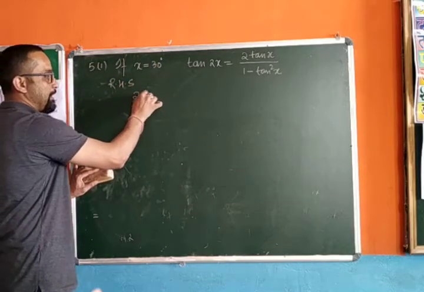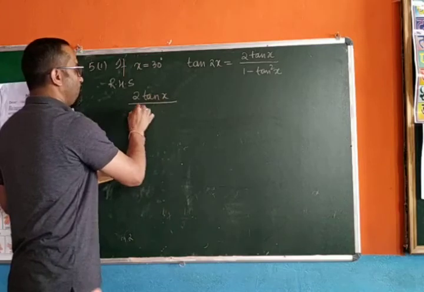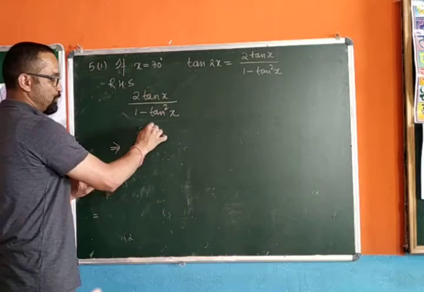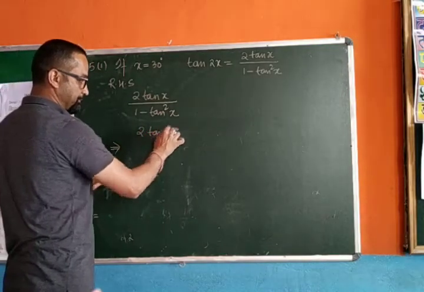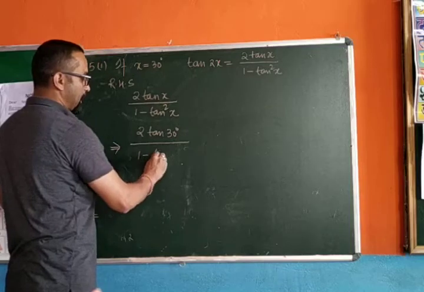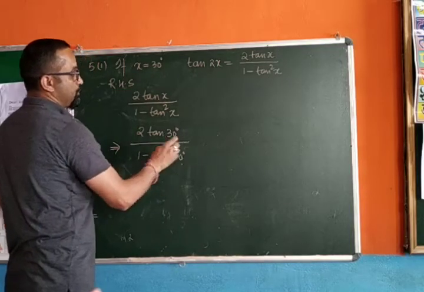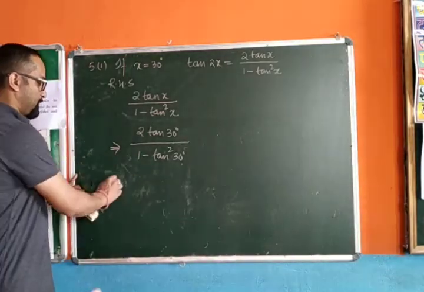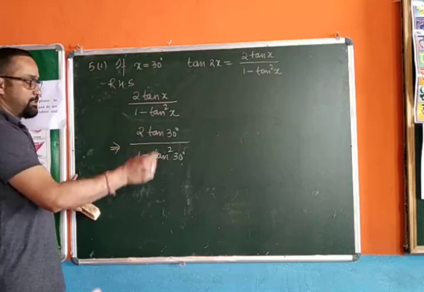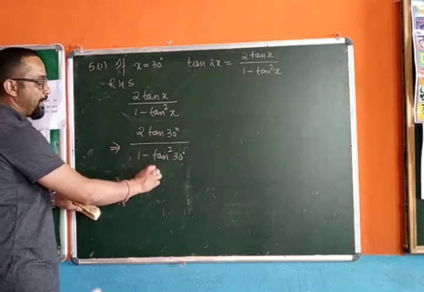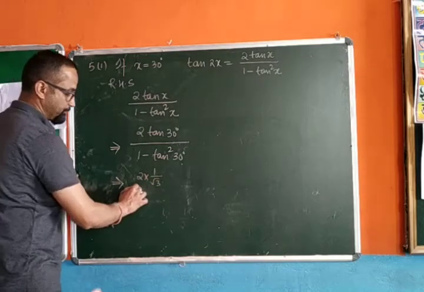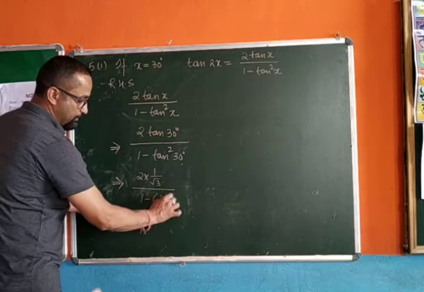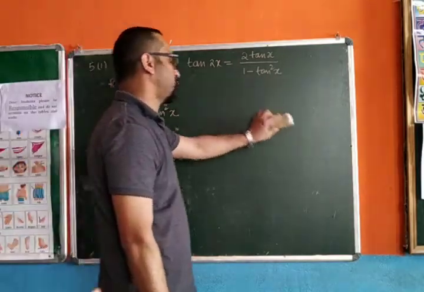copy it, 2 tan x upon 1 minus tan square x, 2 tan 30 degree upon 1 minus tan square 30 degree. Substitute the value of x. Now the value of tan 60 is substituted. 2 into tan 30 is 1 upon root 3. 1 minus 1 upon root 3 whole square. Look at this simplification part.